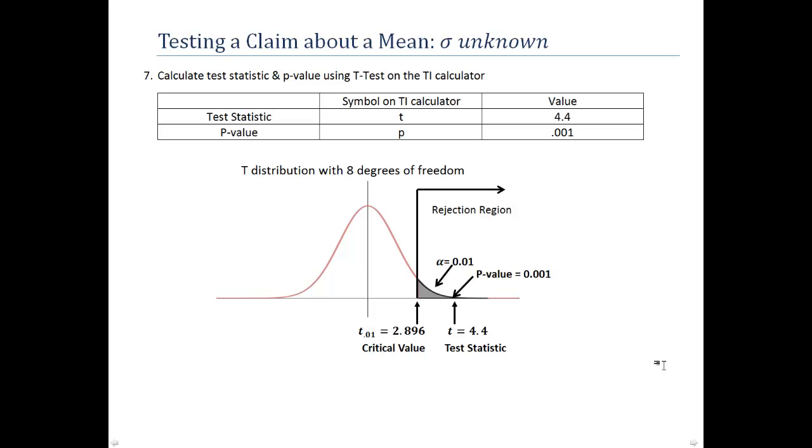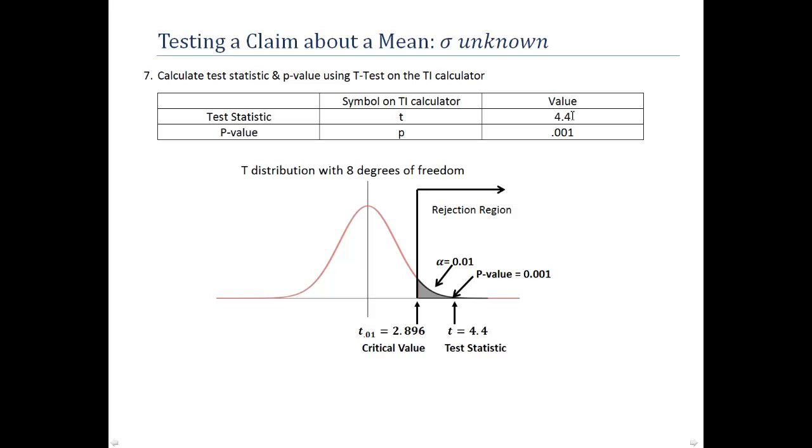All right, now we're ready to actually calculate our statistics. The test statistic is 4.4 and the p-value is 0.001. There's two ways you can get these answers. The easiest way would be using the t-test on your TI calculator. That'd be stat and then tests, and you'll be asked for the N and the S and the X bar. And make sure in the option you have the correct alternate hypothesis.